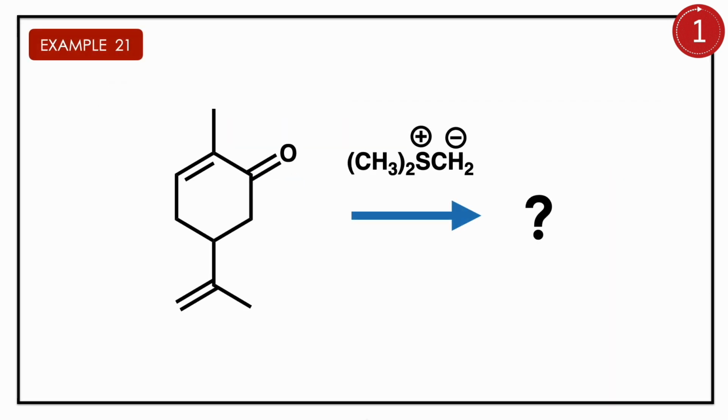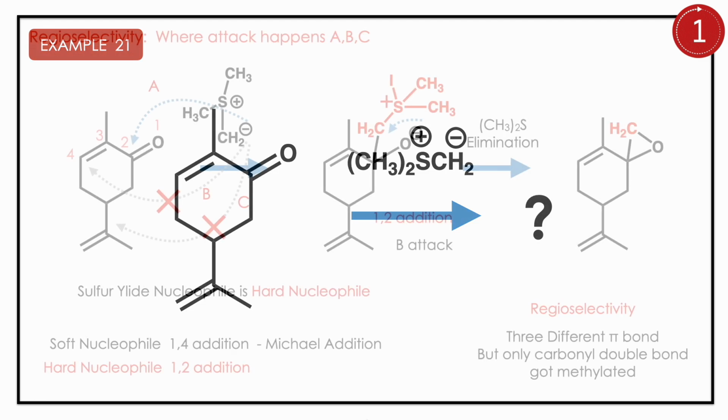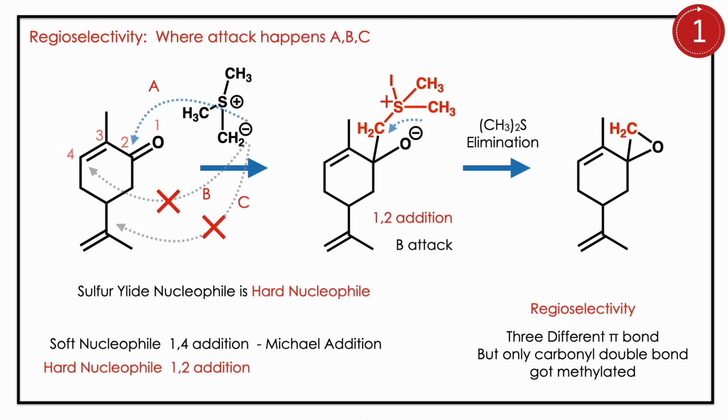Then the next example, you have cyclohexane with a conjugated ketone, an isolated alkene and methyl groups. You are reacting with a sulfur ylide, which is dimethyl substituted sulfur methylene with charges. You should find what will be the final product. Here you have three possibilities A, B, C. But here nucleophilic attack is the major one.